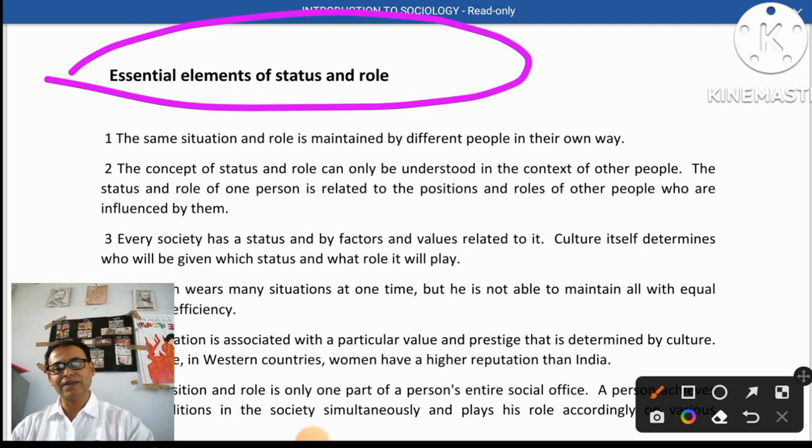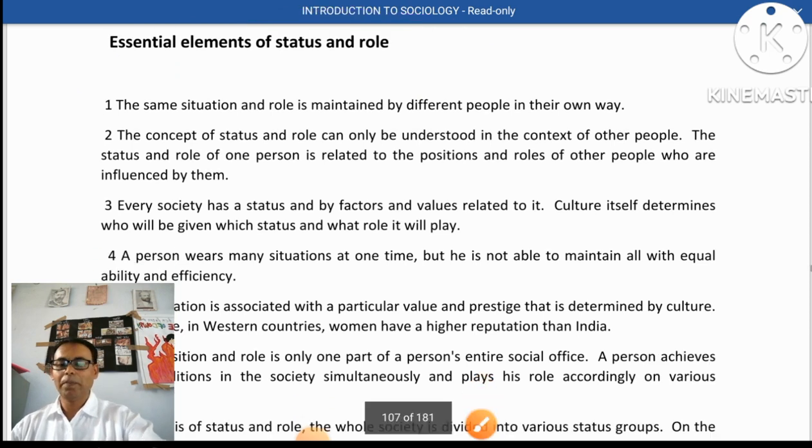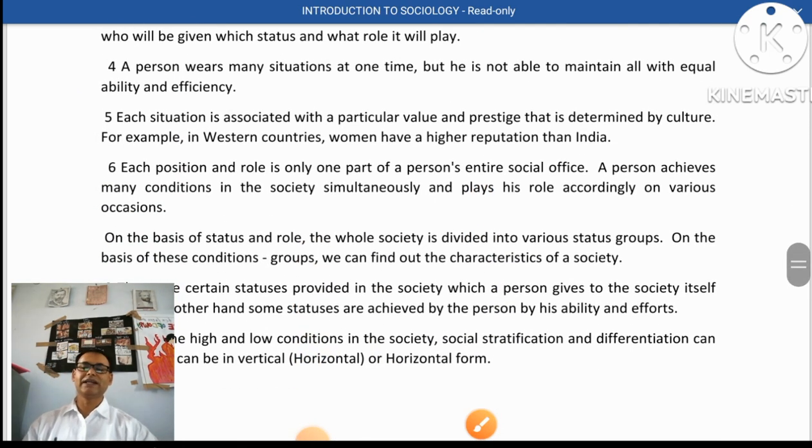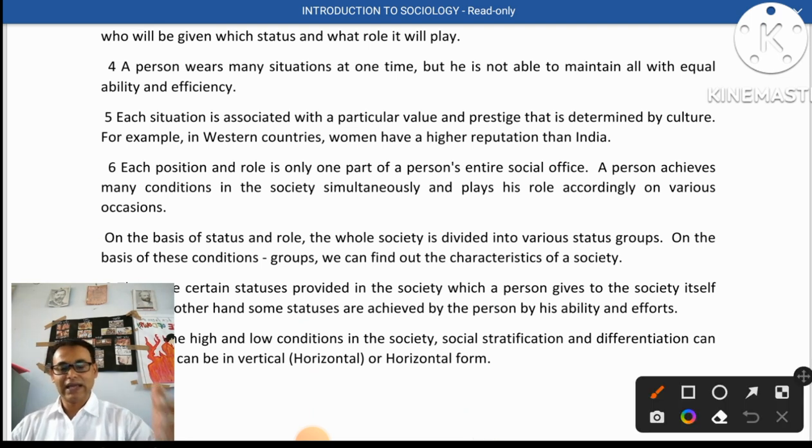Culture itself determines who will be given which status and what role they will play. A person holds many positions at one time, but is not able to maintain all with equal ability and efficiency. All persons have different qualities and abilities to perform roles. Status can be taken, but roles vary from person to person.